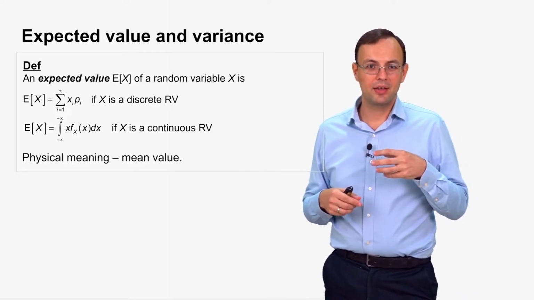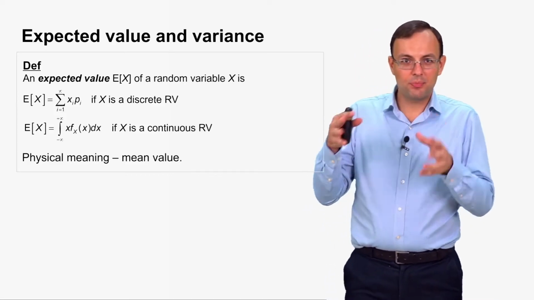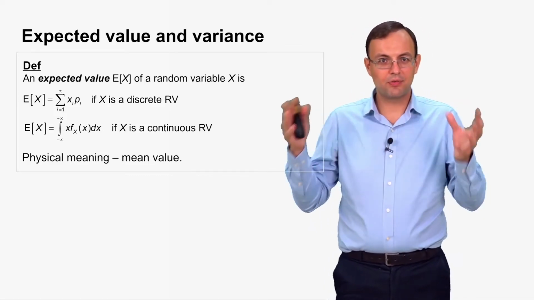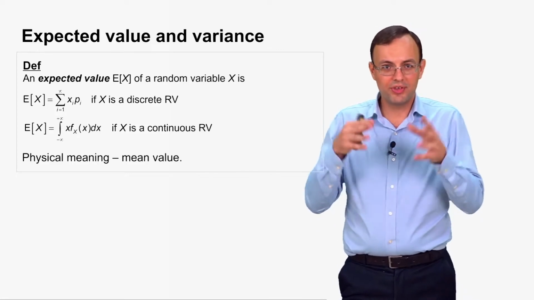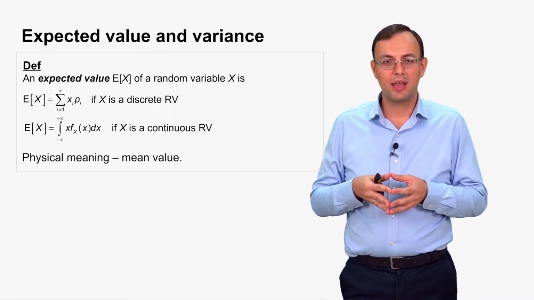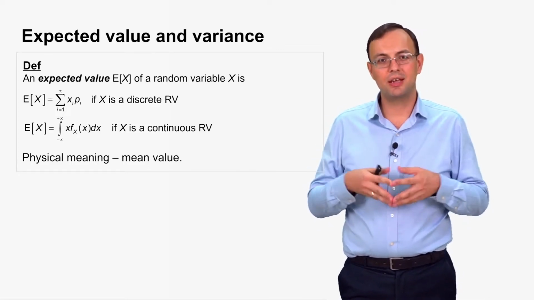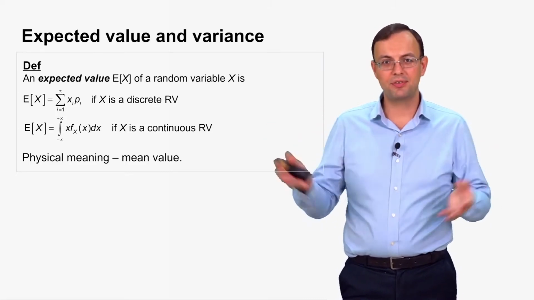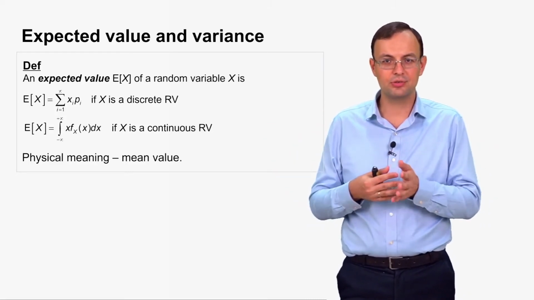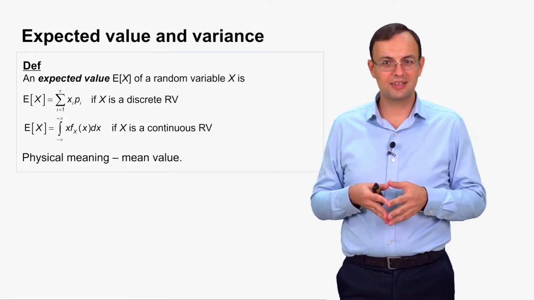So if you have many observations, a big number of observations of this random variable, and you calculate an arithmetical mean of these observations, you get something very close to what we call an expected value.